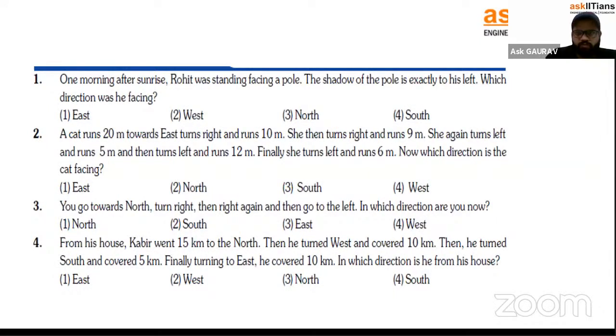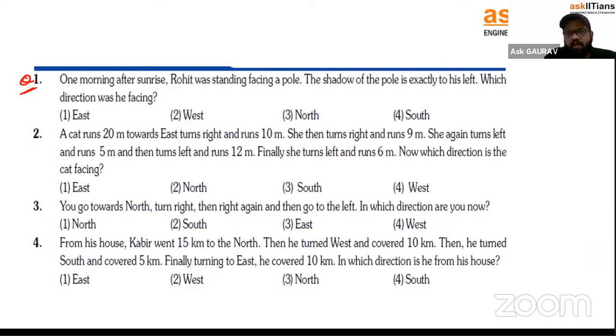Okay, do this question. Very good question. Question number one. One morning after sunrise, Rohit was standing facing a pole. The shadow of the pole is exactly to his left. Which direction was he facing? Assume yourself in place of Rohit, right?